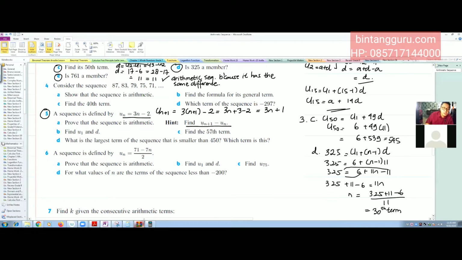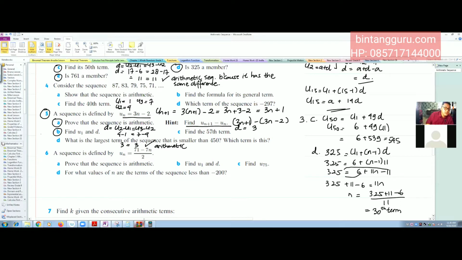And then Un plus 1 minus Un is 3n plus 1 minus 3n minus 2, so this will be 3. So the difference is 3. If you want to prove it, you could say U1 equals 1, U2 equals 4, U3 equals 7. We find the difference: U2 minus U1 equals U3 minus U2, so 4 minus 1 equals 7 minus 4, so 3 equals 3. So that's arithmetic, because it has the same difference.